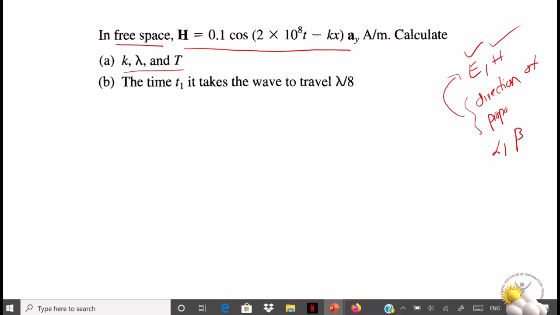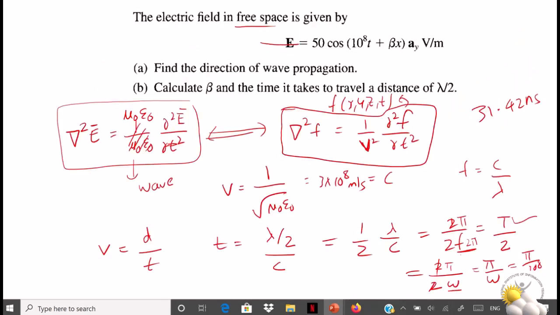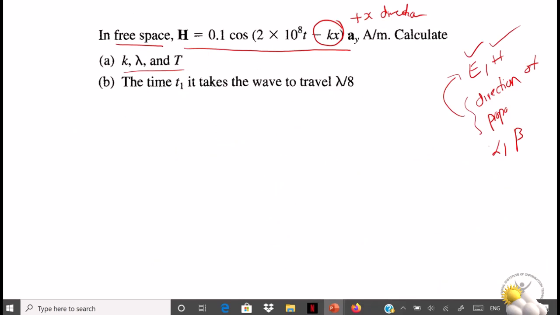So we'll start solving this problem. First thing here is the magnetic field is given. So what is the direction of the wave? You can see the phase is omega t minus kx, so I can say it is propagating in the positive x direction. It's a wave traveling in the positive x direction. The question does not ask for the direction, but it asks for k. K is nothing but the wave number or phase constant. And you can see that this number is nothing but omega, because any wave looks like cos of omega t minus kx, right? So omega is given for us. We need to calculate k.